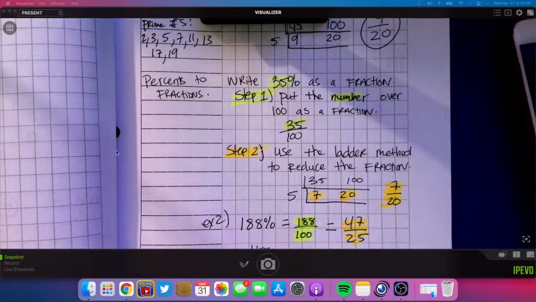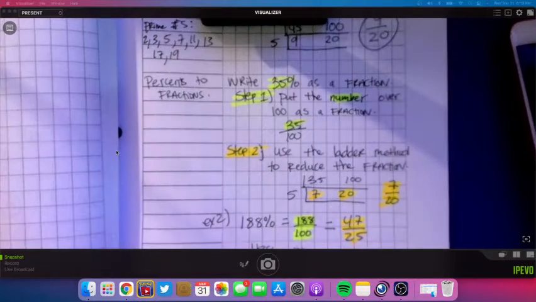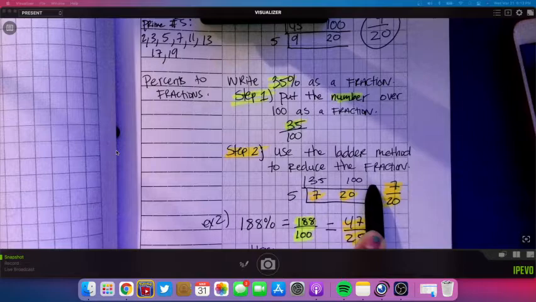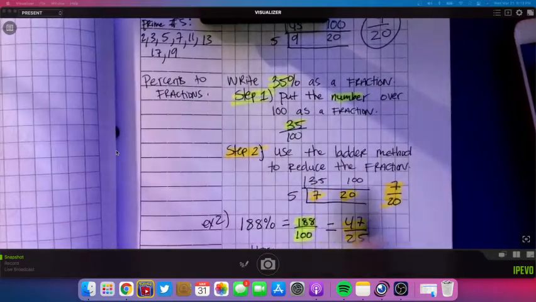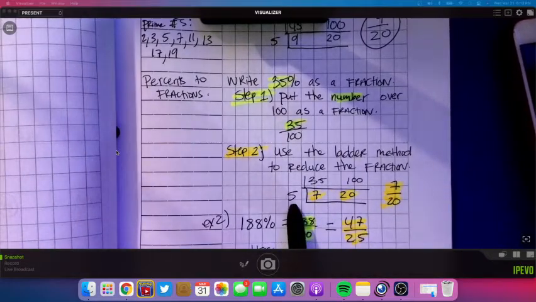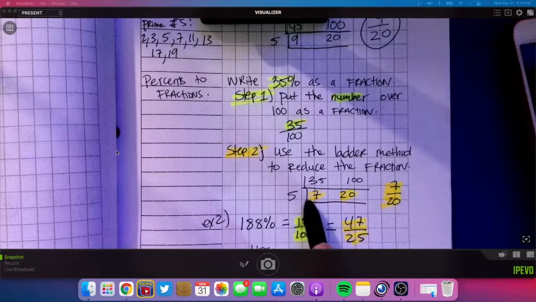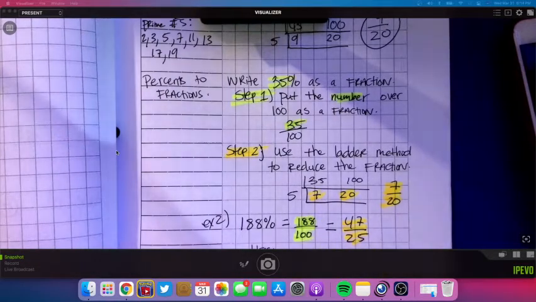Step 2 is to use the ladder method to reduce the fraction. So I'll have 35 on this side and 100 on this side. I can divide both of these numbers by 5. 35 divided by 5 is 7, and 100 divided by 5 is 20. 7 is a prime number, which means you cannot reduce it anymore. So 7 over 20.